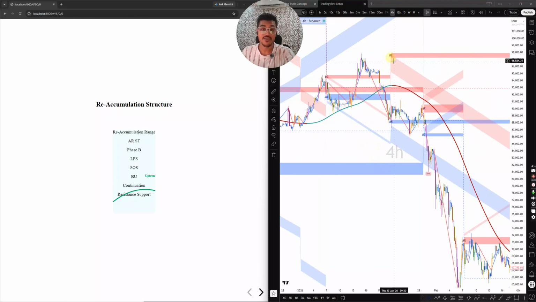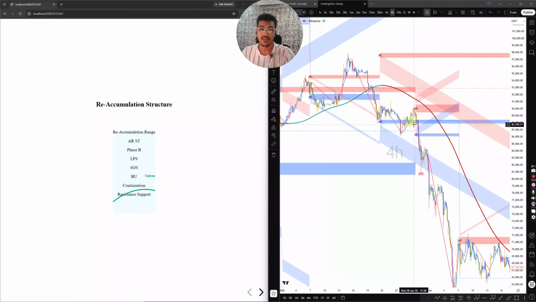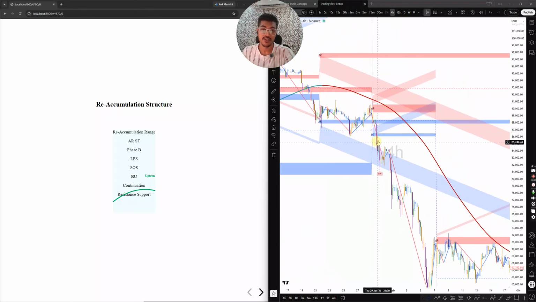Okay. So in a distribution structure, we have a buying climax. In accumulation, we have a selling climax. But if there is not much cause, phase B, phase D, and all this stuff, you can see it's very short in time, right? So that's your redistribution. Okay.